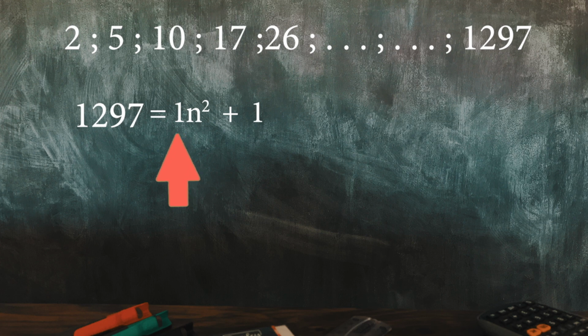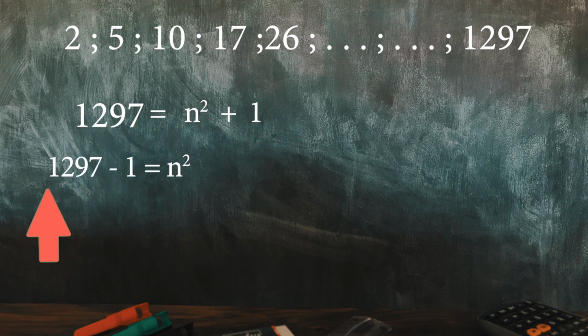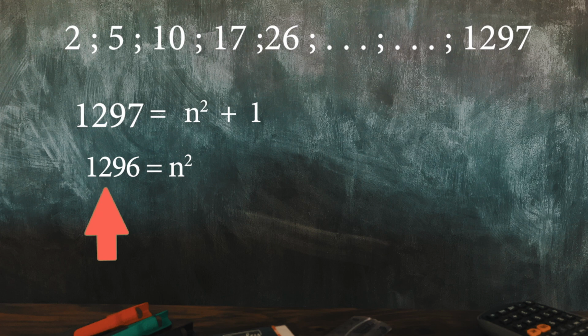Now, we don't really need to write this 1 here because if a coefficient is a 1, we can simply leave it out. So this becomes n squared plus 1. Now, since the n squared is the only variable in this equation, we can take all our constants to the other side. So this plus 1 goes to the other side, and we get 1297 minus 1 is equal to n squared. This becomes 1296, which is equal to n squared.